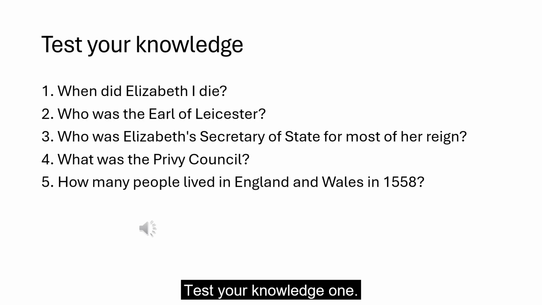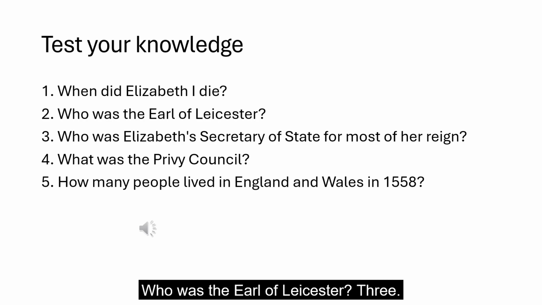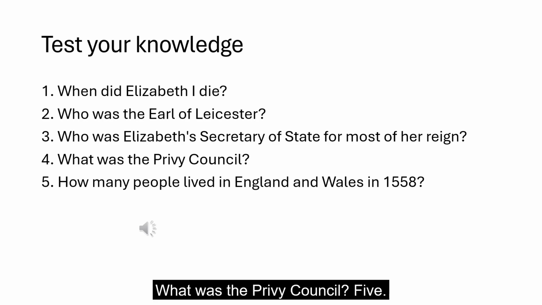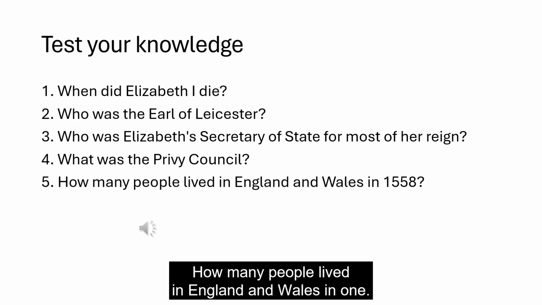Test your knowledge. 1. When did Elizabeth I die? 2. Who was the Earl of Leicester? 3. Who was Elizabeth's Secretary of State for most of her reign? 4. What was the Privy Council? 5. How many people lived in England and Wales in 1558?